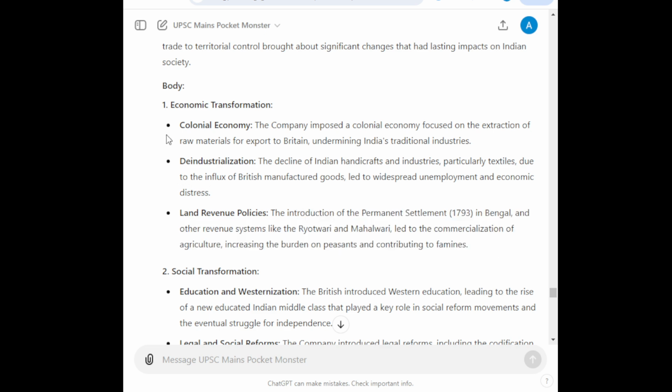All right. So in economy, we should always think of things in terms of sectors. So the agriculture sector, here is the land revenue policy, which was perhaps sucking the blood out of these people. So they've also mentioned three: permanent settlement, Ryotwari, Mahalwari. You can just write them as extra data points, with an arrow or something, that kind of stuff.